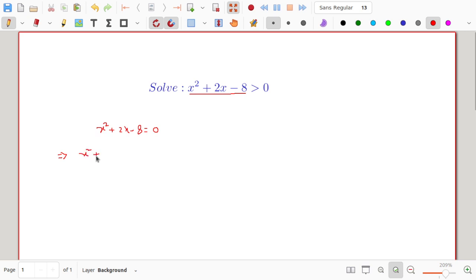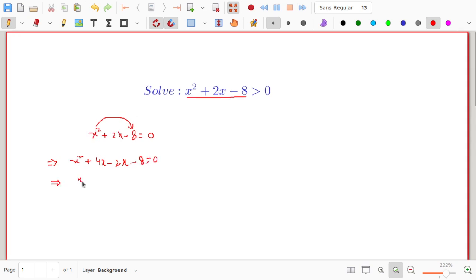So we'll follow the splitting middle term method. We have to split 2x so that it matches the product of the first and last terms, that is 4x minus 2x. 4 into 2 is 8, and the product of the first and last is minus 8x square. So x square plus 4x minus 2x minus 8 equals 0. Then x is common, so x times x plus 4, and minus 2 is common, so minus 2 times x plus 4, equals 0. So we get x plus 4 multiply x minus 2 equals 0. From here x equals minus 4 and x equals 2. So we got two values of x, minus 4 and 2.